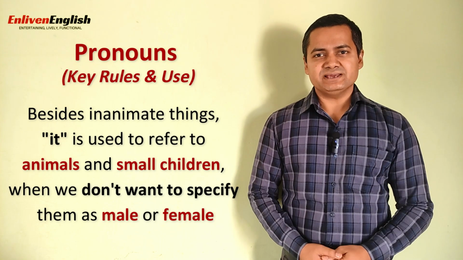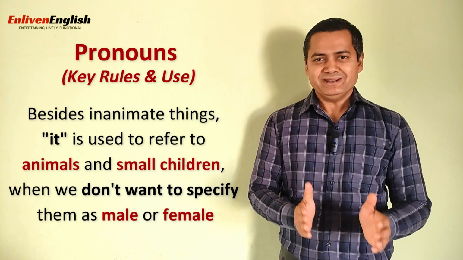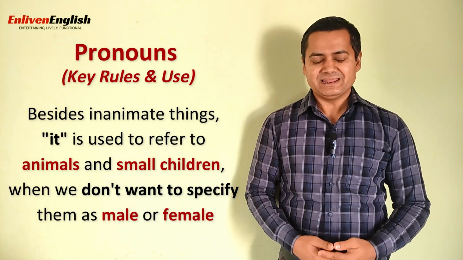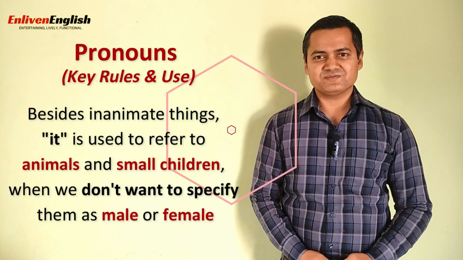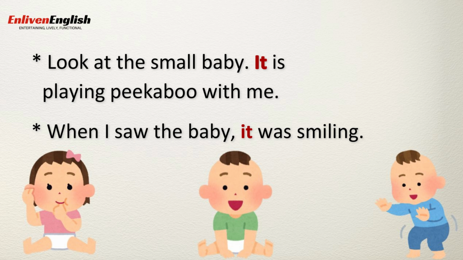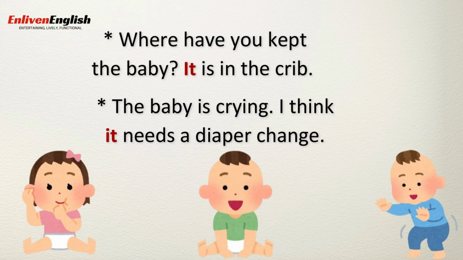Besides inanimate things, it can also be used to refer to small children and animals when we don't want to specify their gender. Let's have a look at some examples. Look at the small baby. It is playing peekaboo with me. When I saw the baby, it was smiling. Where have you kept the baby? It is in the crib. The baby is crying. I think it needs a diaper change.